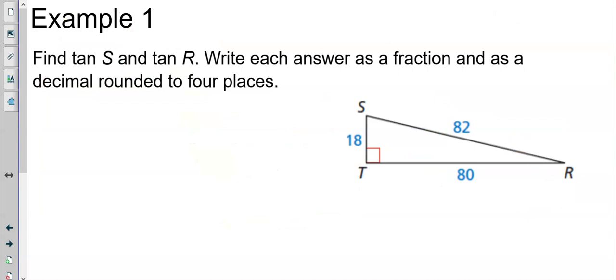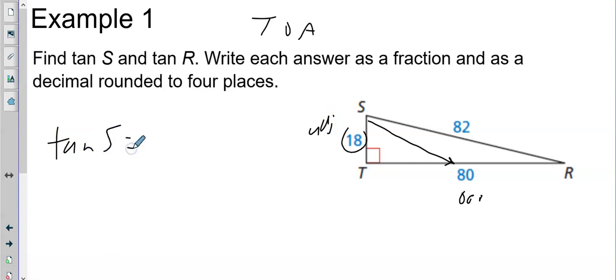So find tangent of S and tangent of R. So remember, we're going to write TOA to remind ourselves. Now, from S, this is the opposite side. And 18 is my adjacent side. So tangent of S is opposite 80 over 18, which reduces to 40 over 9, but it says write as a decimal rounded to 4 places.